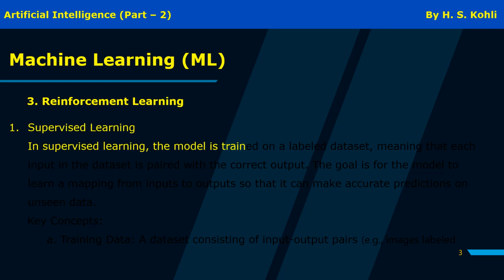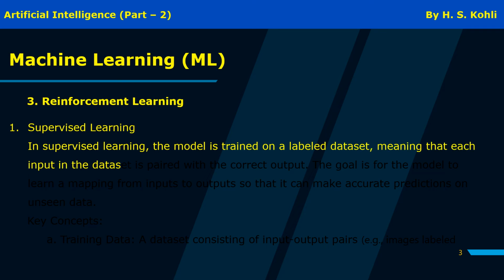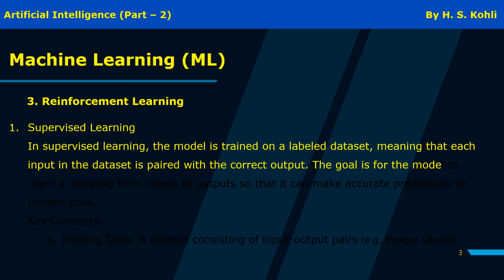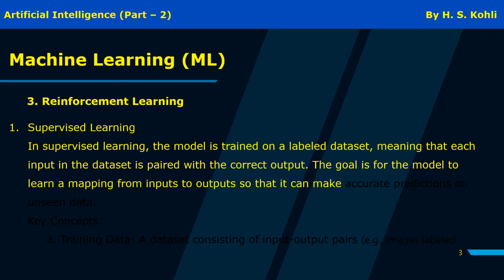Supervised learning. In supervised learning, the model is trained on a labeled dataset, meaning that each input in the dataset is paired with the correct output. The goal is for the model to learn a mapping from inputs to outputs so that it can make accurate predictions on unseen data.